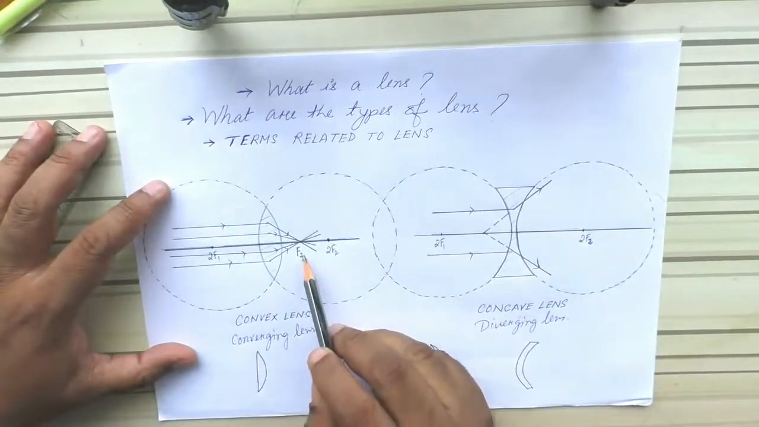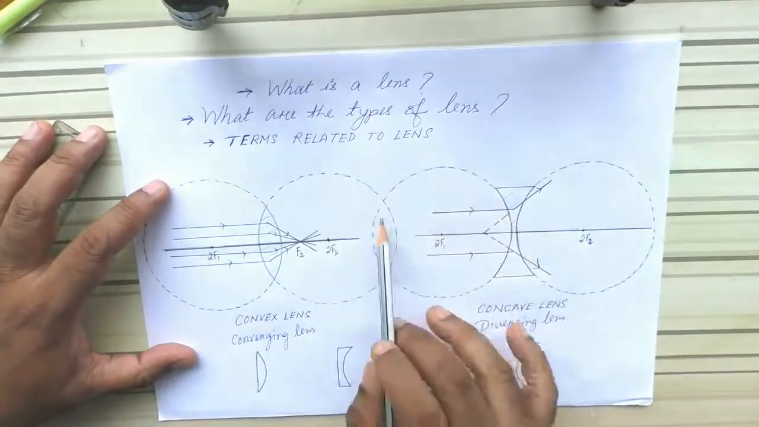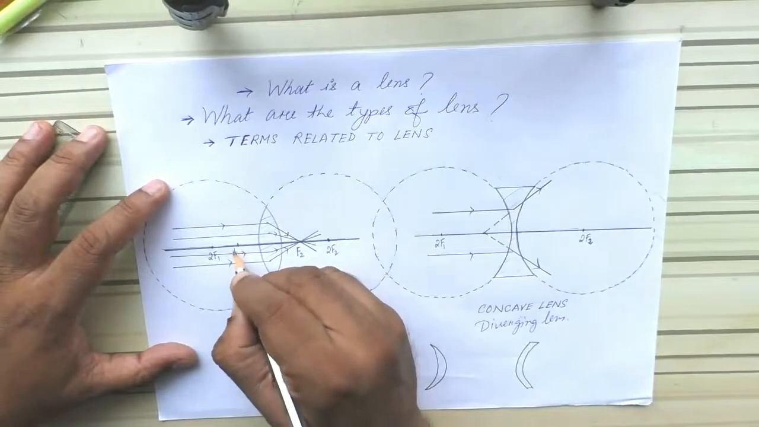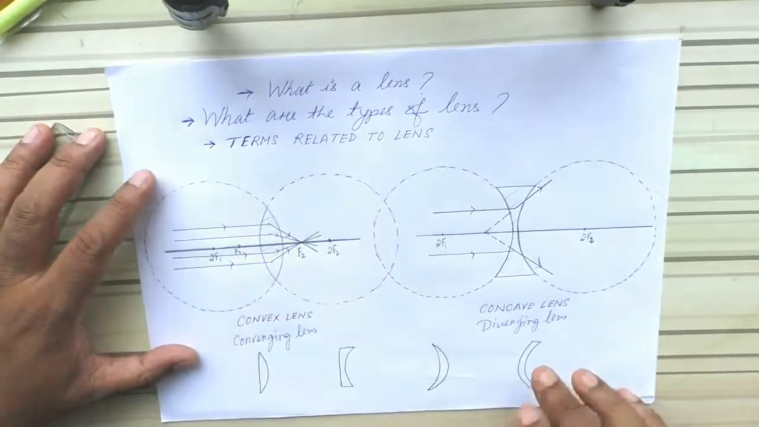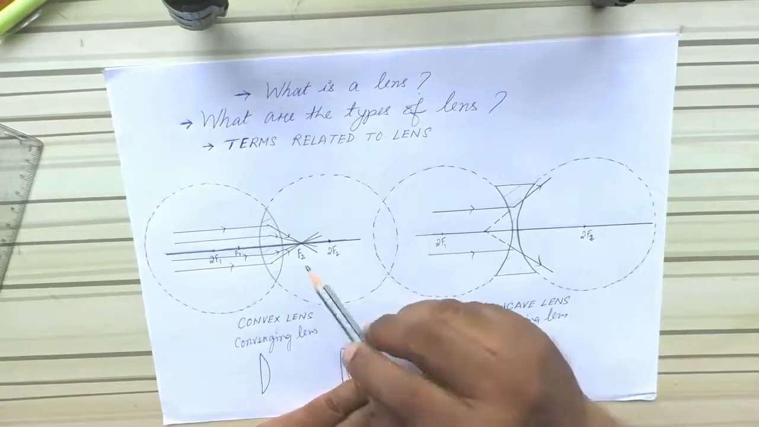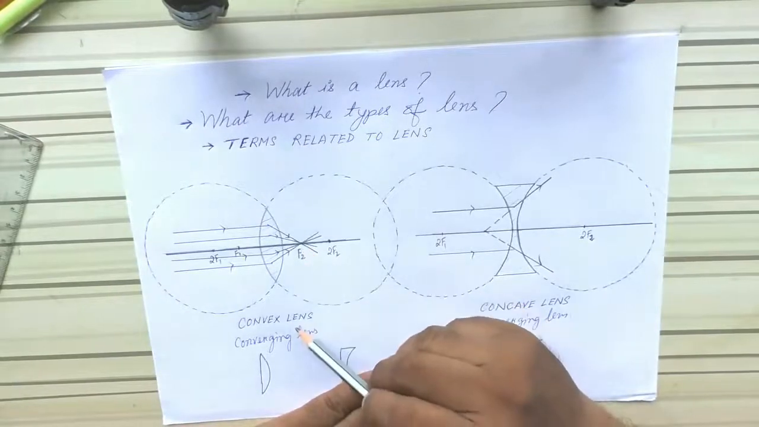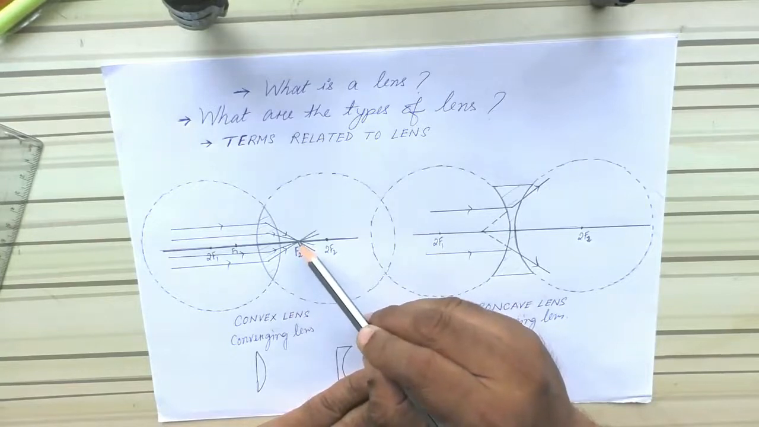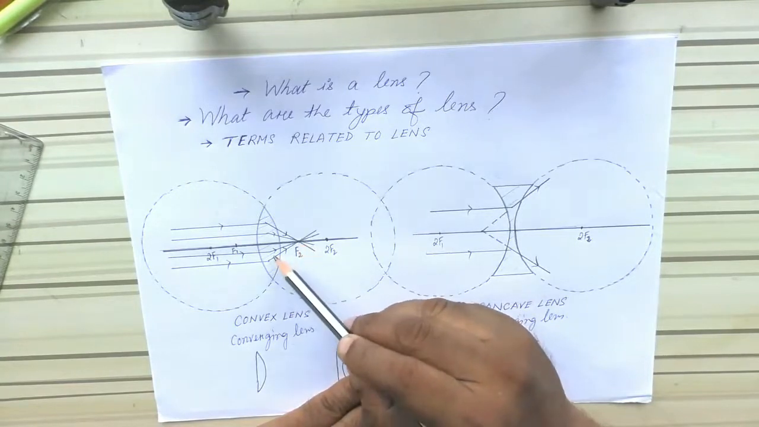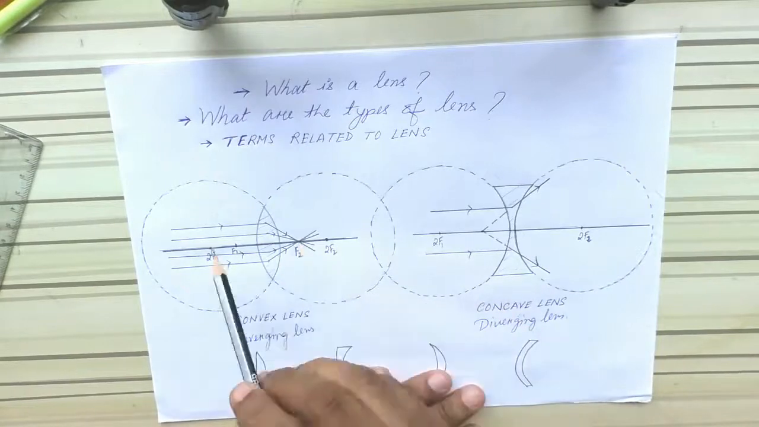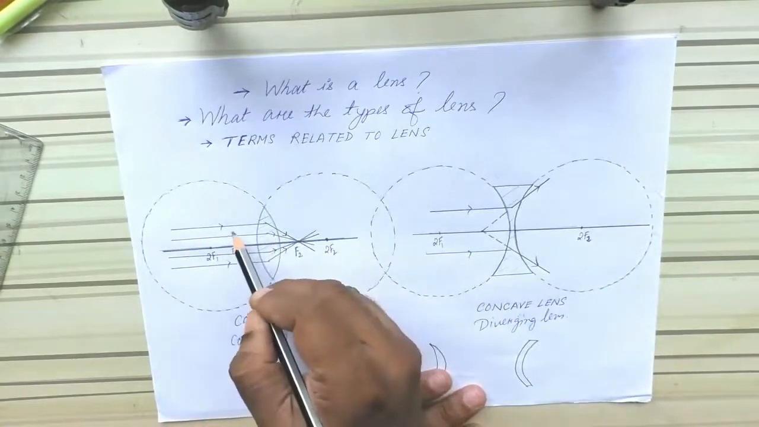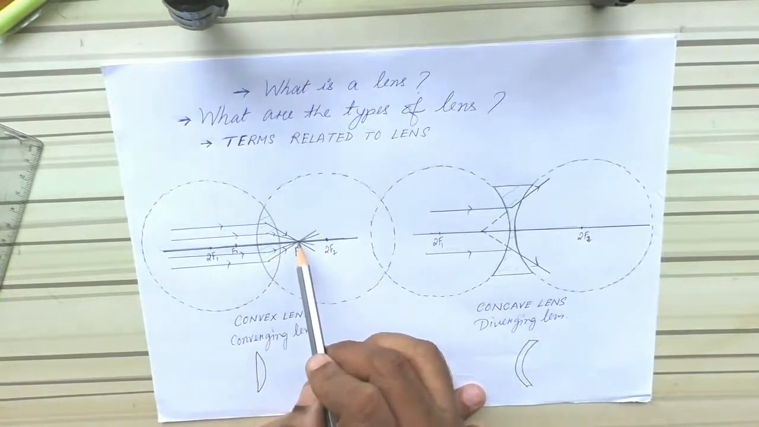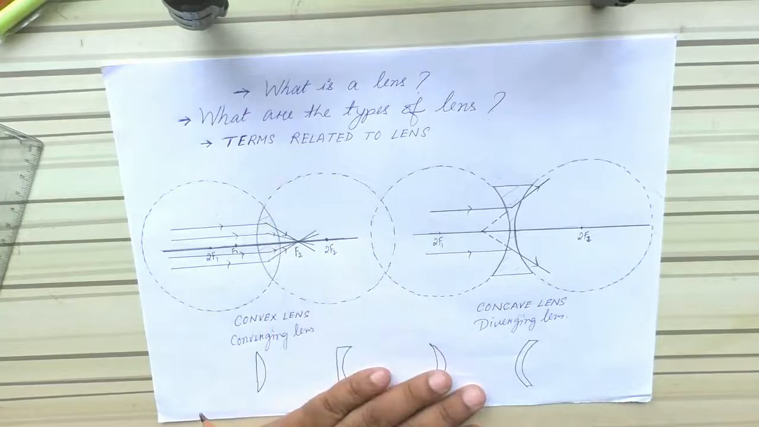This is F2. Similarly, if I allow a parallel beam of light from this side, they will converge at a point. You can mark that point as F1. So if I ask you the principal focus of a convex lens, it is a point on the principal axis of a convex lens at which the light rays incident parallel to the principal axis converge after refraction through the lens.